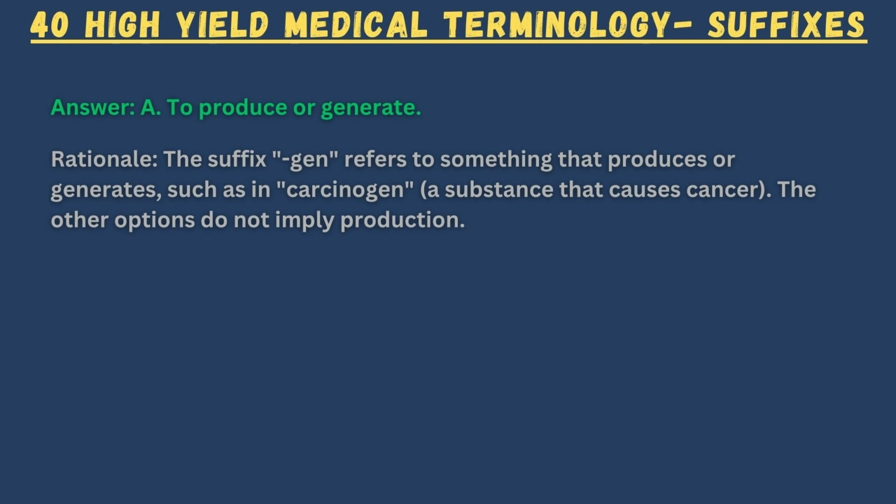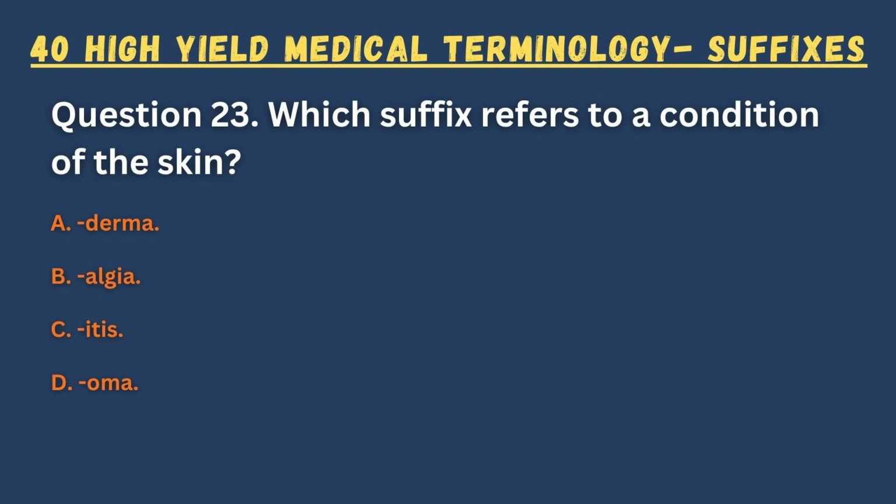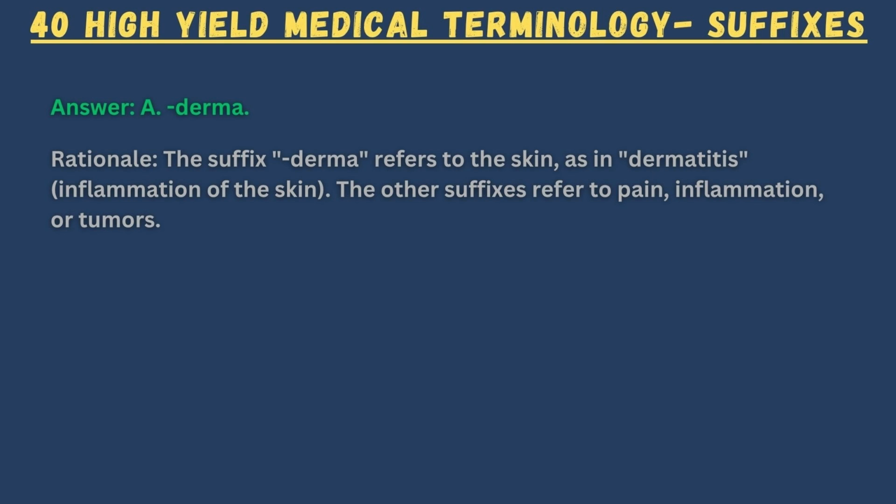Rationale: the suffix gen refers to something that produces or generates, such as in carcinogen, a substance that causes cancer. The other options do not imply production. Question 23. Which suffix refers to a condition of the skin? A. Derma. B. Algia. C. Itis. D. Oma. Answer: A.